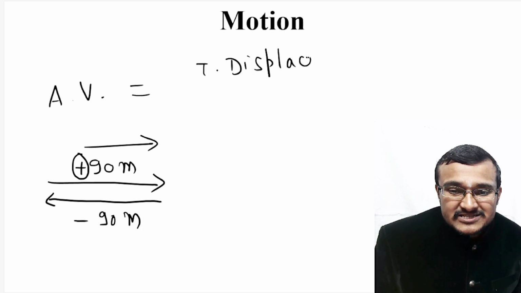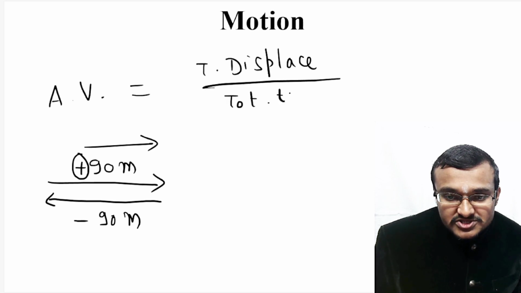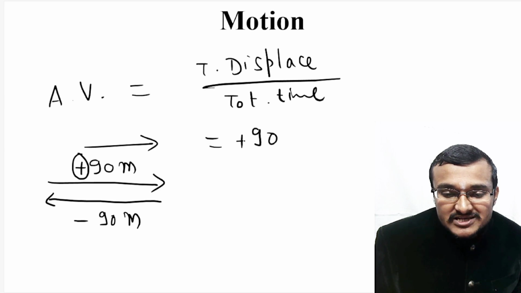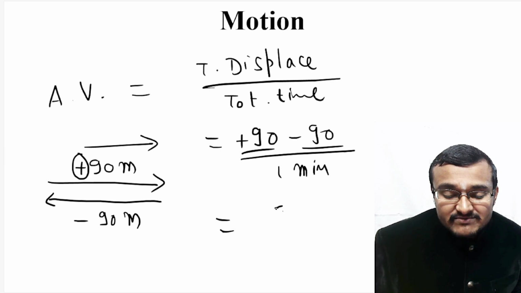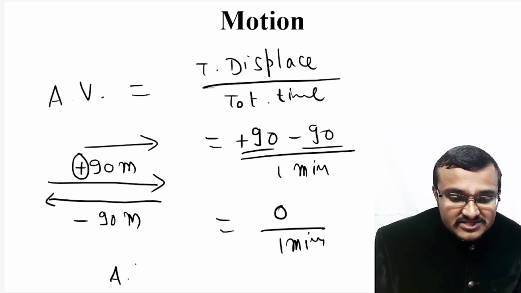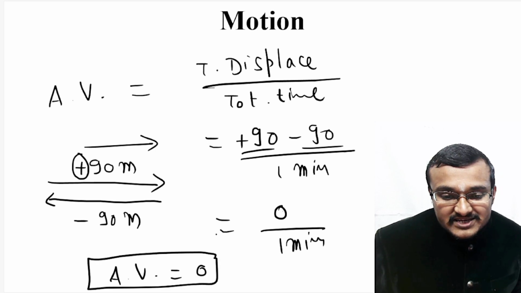So if you consider total displacement by total time as your average velocity, then what is the total displacement? Total displacement is plus 90 minus 90 divided by the total time of 1 minute. So what is plus 90 minus 90? Plus 90 minus 90 will be 0 divided by 1 minute. That means the average velocity of this girl will be 0 meter per second.